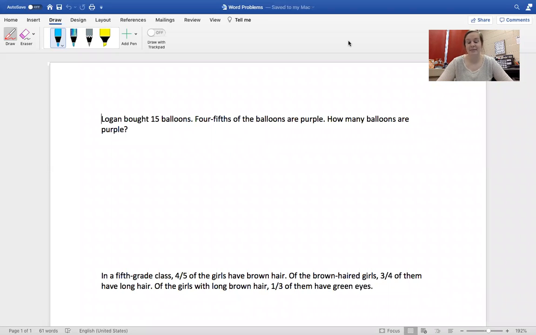Today is our last lesson before your test tomorrow. So we are actually going to go over two word problems together. We're going to break them down, we're going to solve them, and then you will have a short assignment where you do the same thing with a few word problems in order to prepare for your test tomorrow.